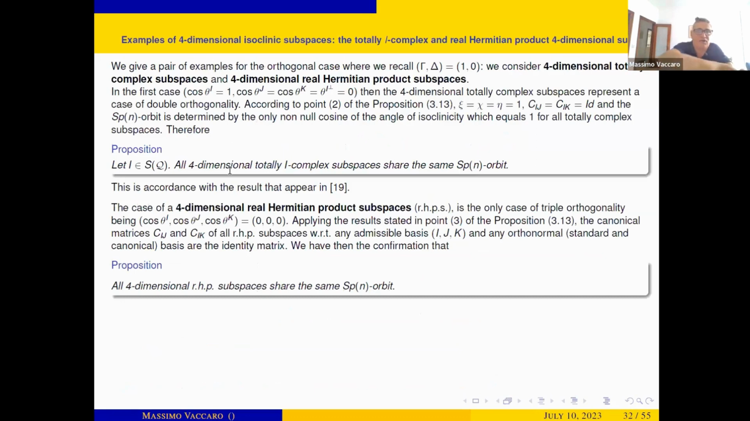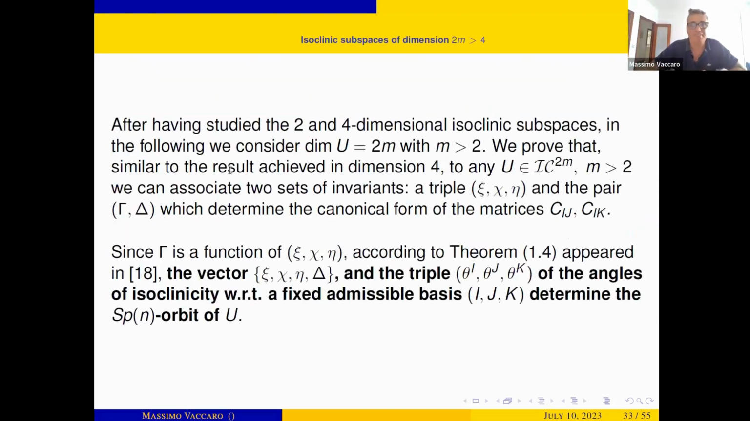Then there are also totally complex subspaces, which means that IU equals U, and JU and KU are orthogonal to U. In this case we have a simpler result: all 4-dimensional totally complex subspaces share the same Sp(n) orbits. And also for totally real subspaces, where the cosines with IU, JU, and KU are all equal to 0, all 4-dimensional totally real subspaces share the same Sp(n) orbits. Let's go fast because I have 5 minutes at most, so we jump directly to the end.